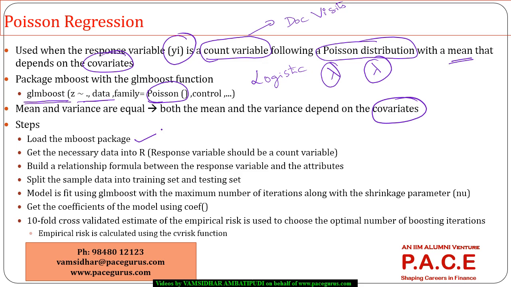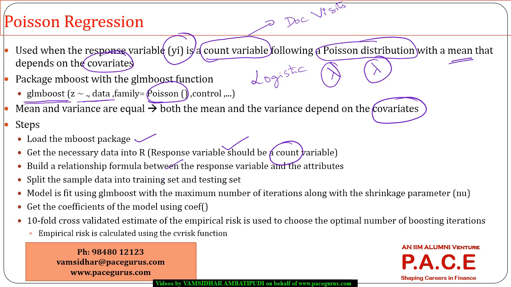We have loaded the mboost package, got the data into R where the response variable is a count variable for me. I have built the relationship between the response and the attributes. So here I will consider all the attributes. So I will continue in the same way.